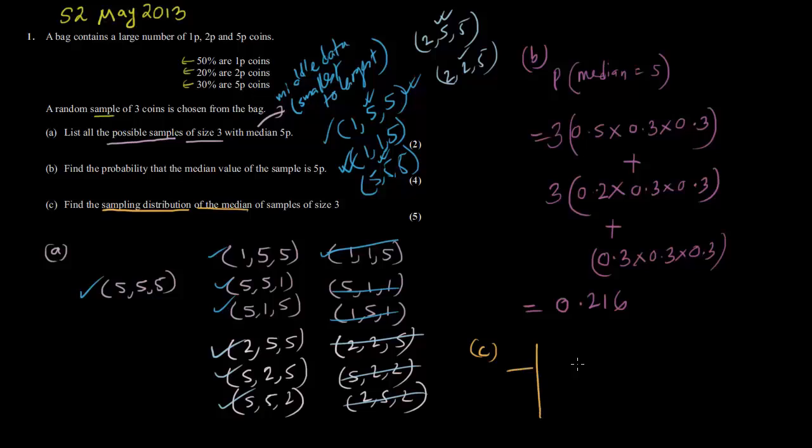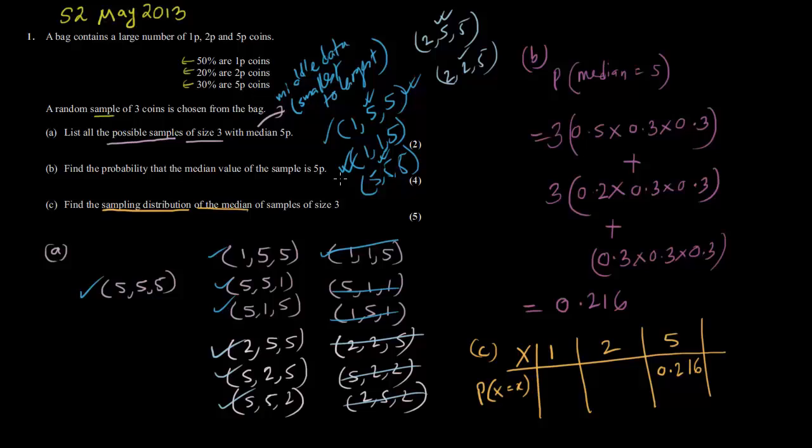We would have this, the random variable x would be the median, so the median here can be 1, the median can be 2, or the median can be 5 because there are 3 different coins in the bag. Now every probability has to be put over here. A sampling distribution is a type of probability distribution. Probability distribution has random variables and corresponding probabilities. So we know from the previous sum the probability of 5 median is 0.216.